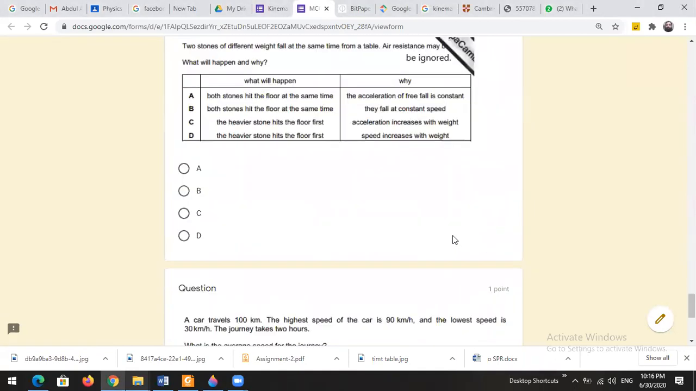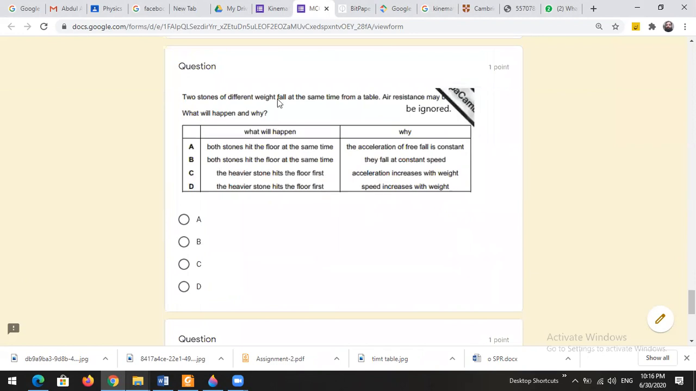Okay, next question. Two stones of different weights fall at the same time from a table. Air resistance may be ignored. What will happen? There is no air resistance, which means the time for both of the bodies will be the same. Time of falling will be same because gravity is acting. So both stones hit the floor at the same time.